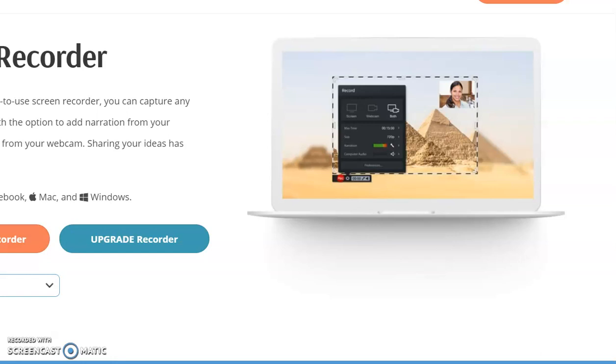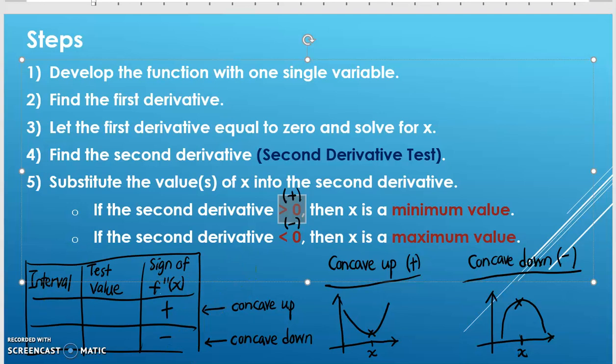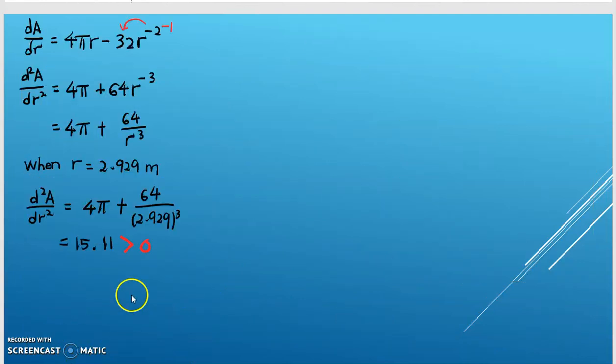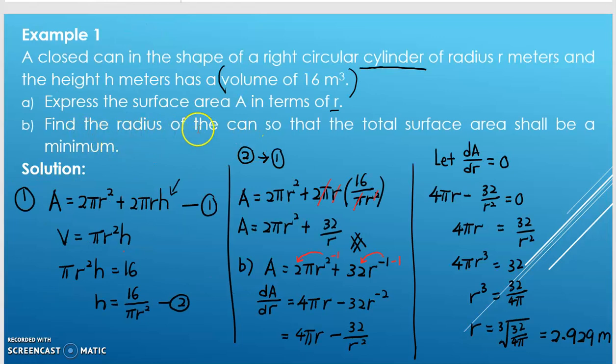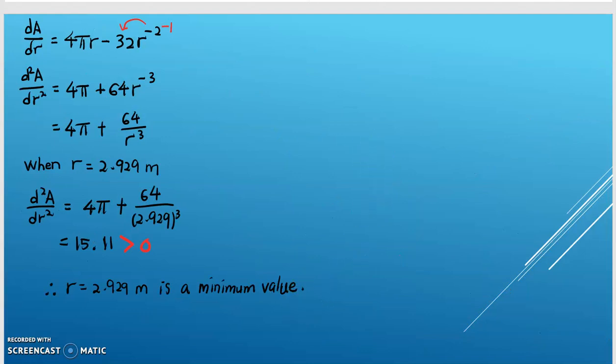So from here I can make the conclusion. Therefore, r equal to 2.929 meter is a minimum value. So for the question, find the radius of the can so that the total surface area shall be a minimum, here is the answer. We only need to find the value of r.